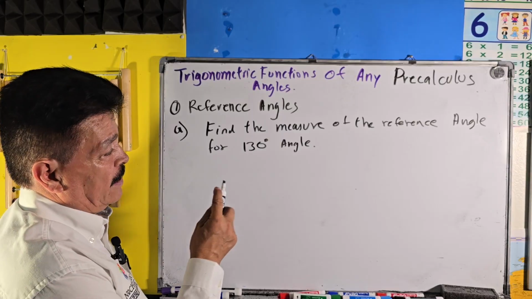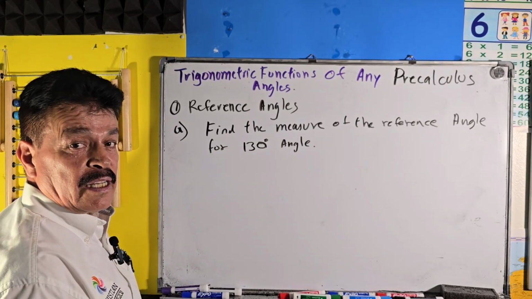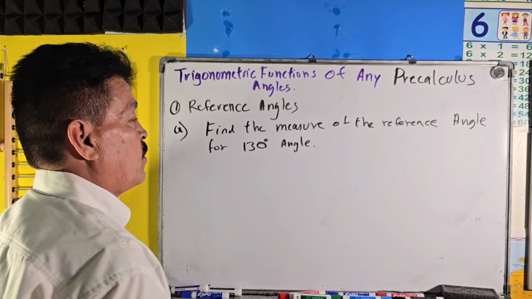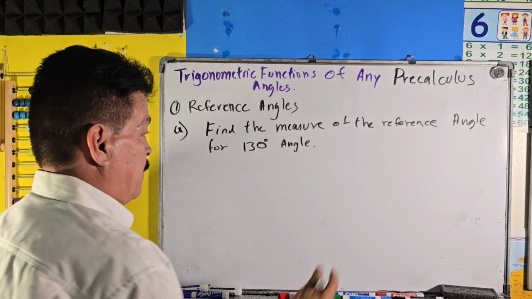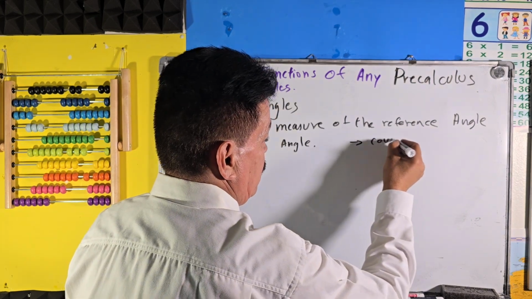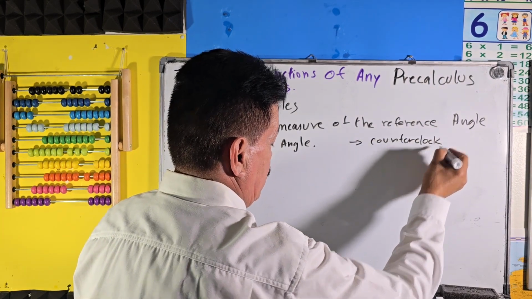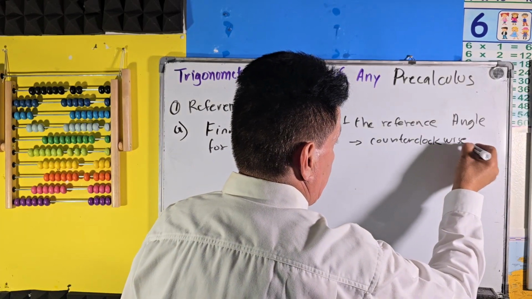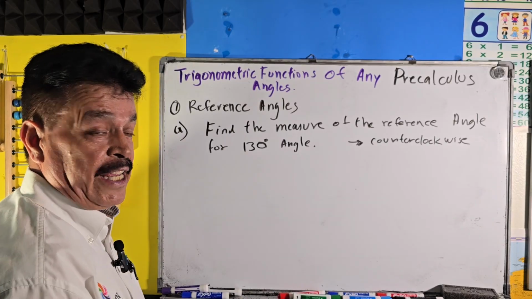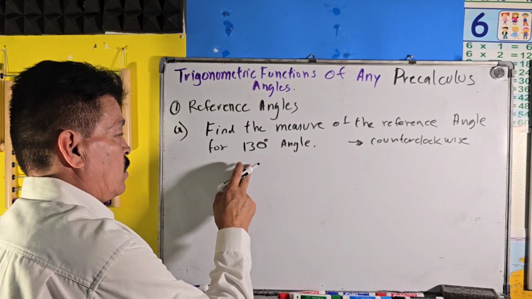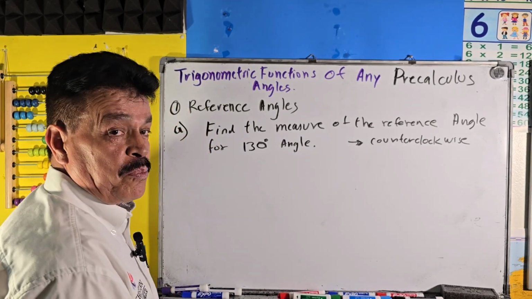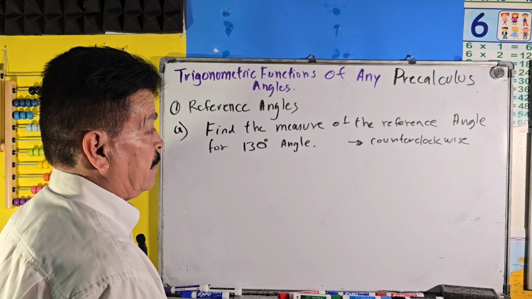The angle measure in this case is positive, so the rotation is counterclockwise. In this problem, we have to rotate 130 degrees counterclockwise. This rotation puts the terminal side in quadrant number 2.